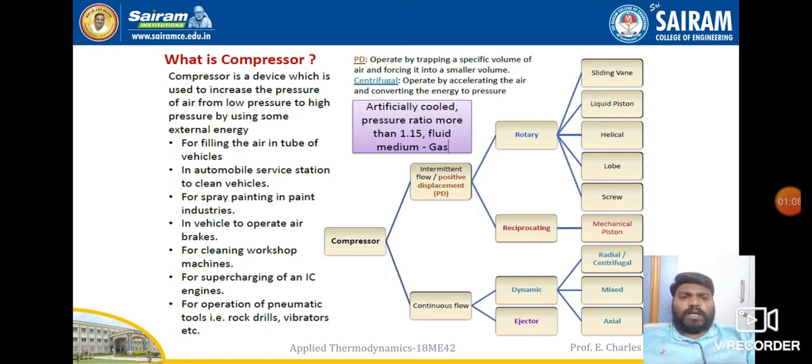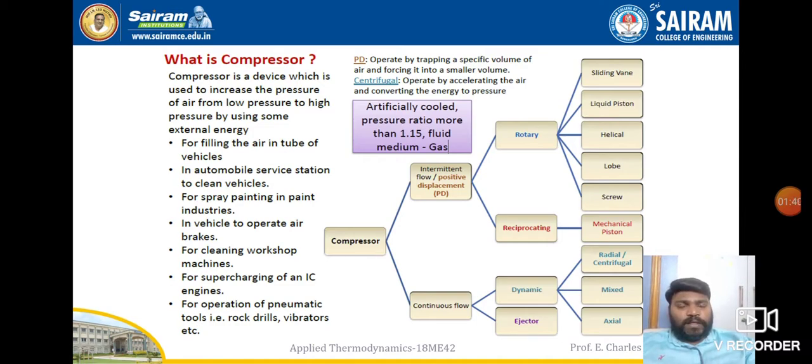Now let us see the applications where we use these compressors. The first one is for filling air in the tubes of vehicles. You might have seen that air is pumped into tires, two-wheeler tires and cycle tires. There you will find air compressors connected to an electrical supply, which is given to run the compressor.